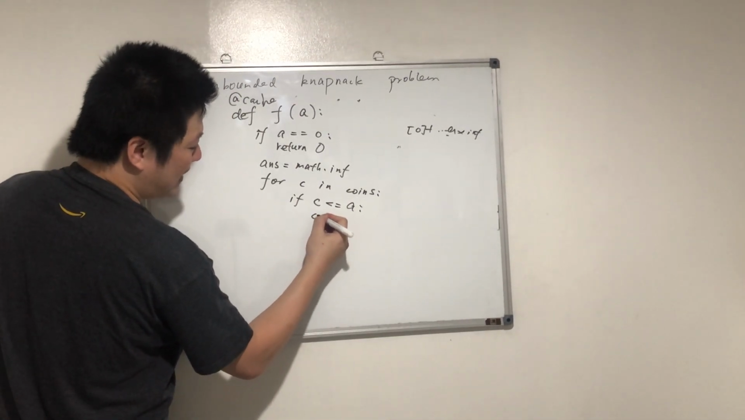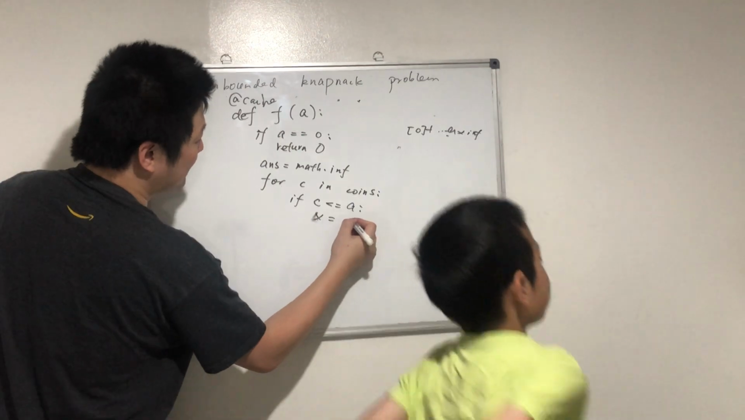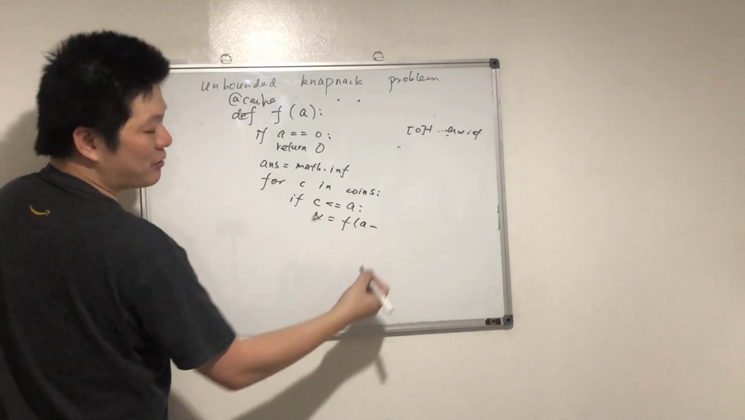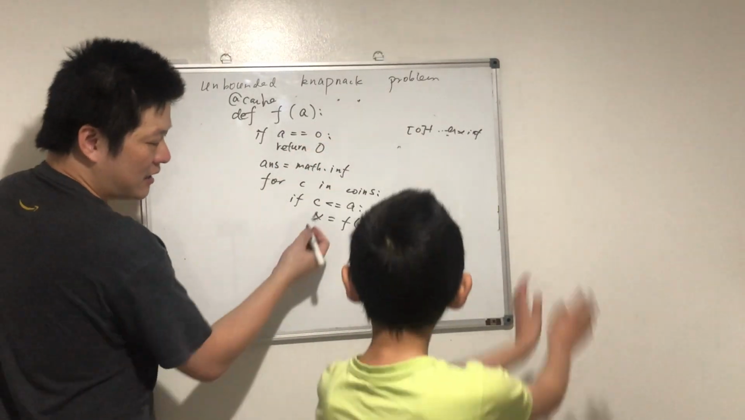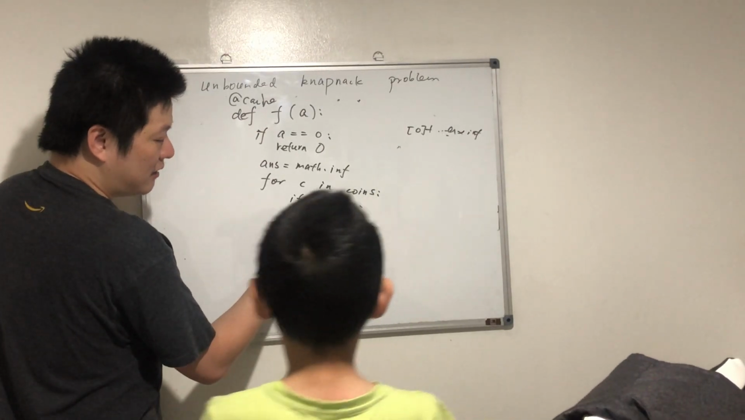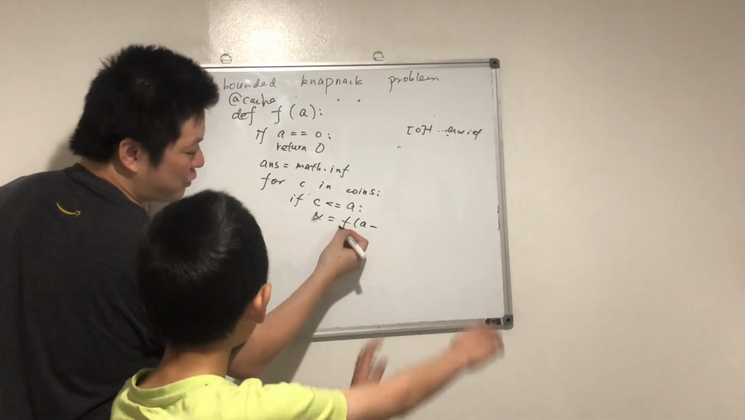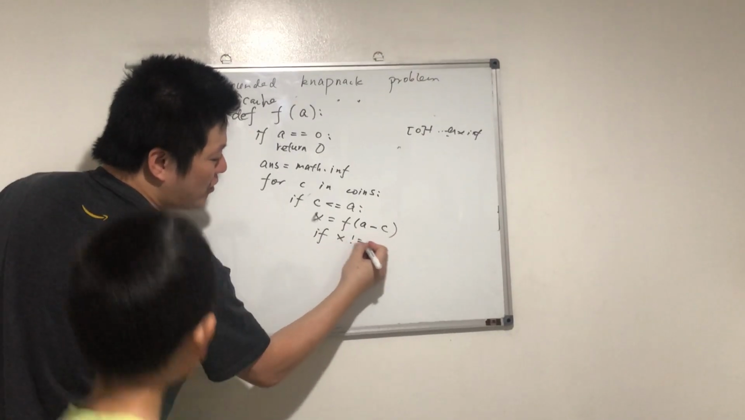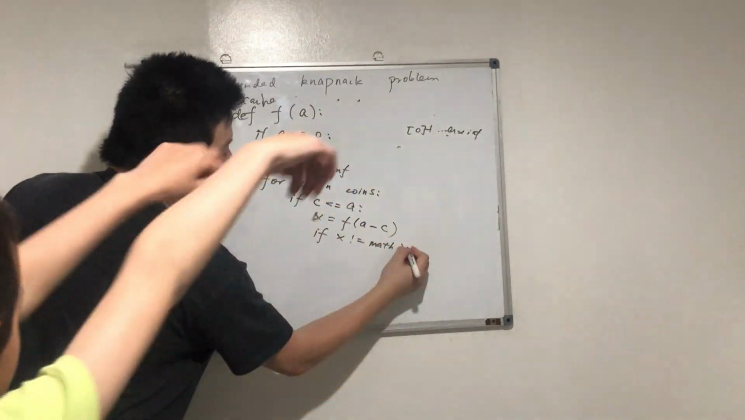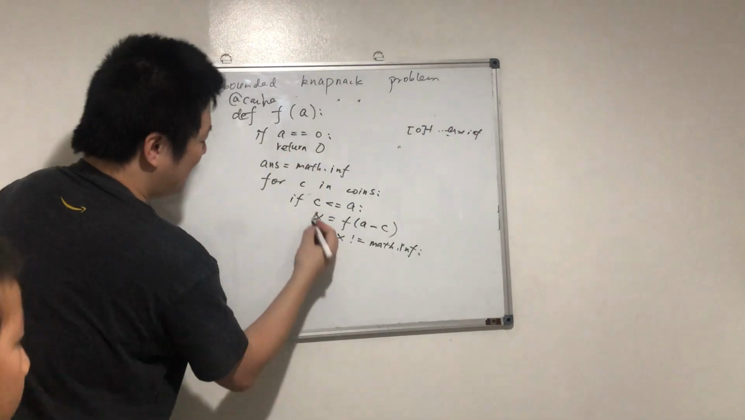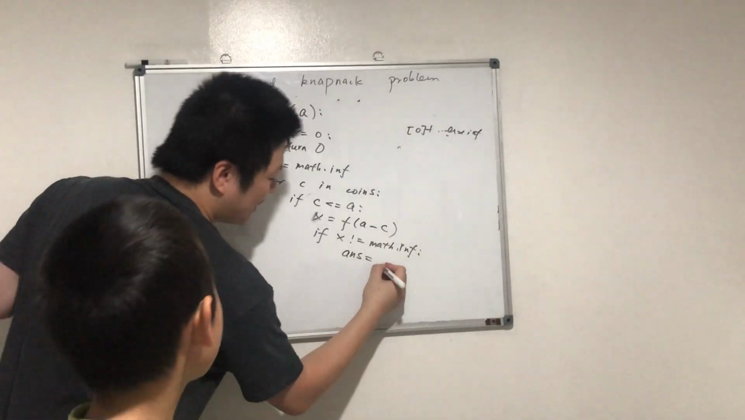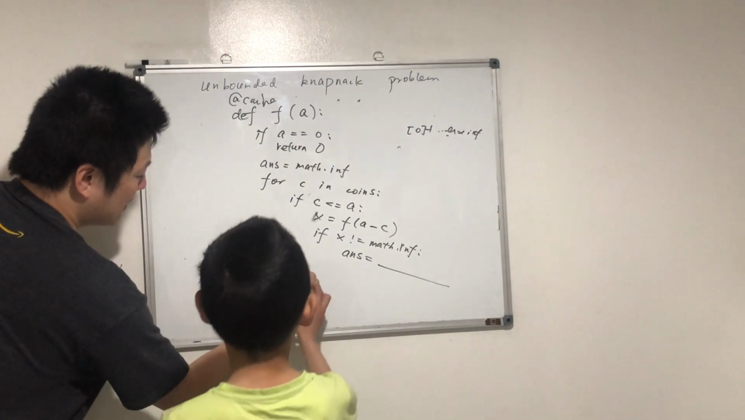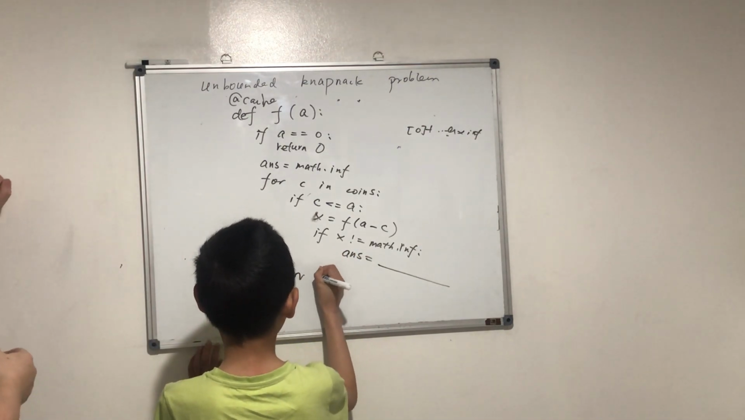Let's say x equals f of A minus C. Now the coin is smaller than A, and I want to try A minus C. And if x is not equal to math.infinity, if we can make it, then answer equals what? Can you tell me? And return the answer.